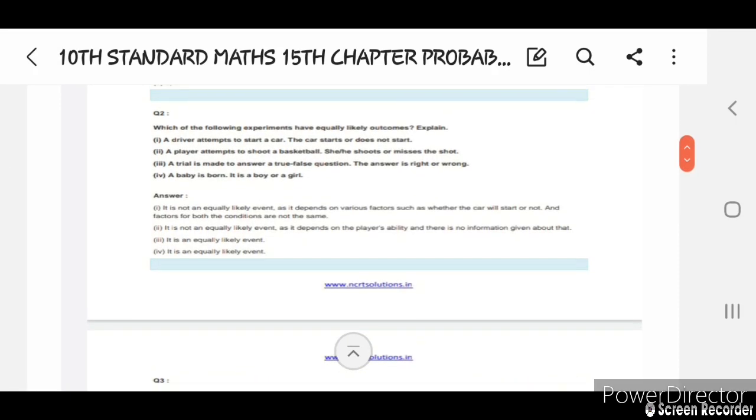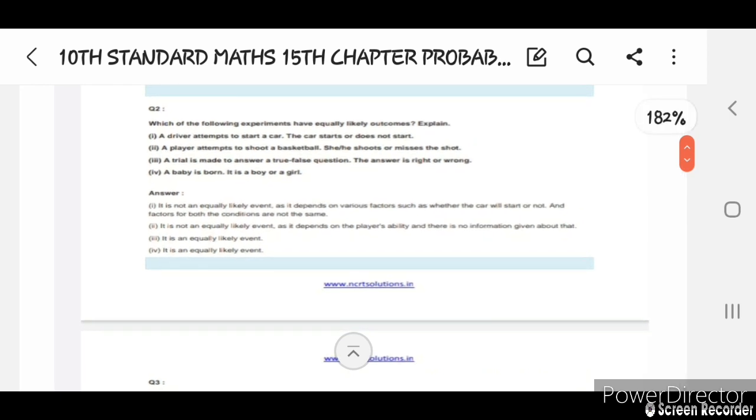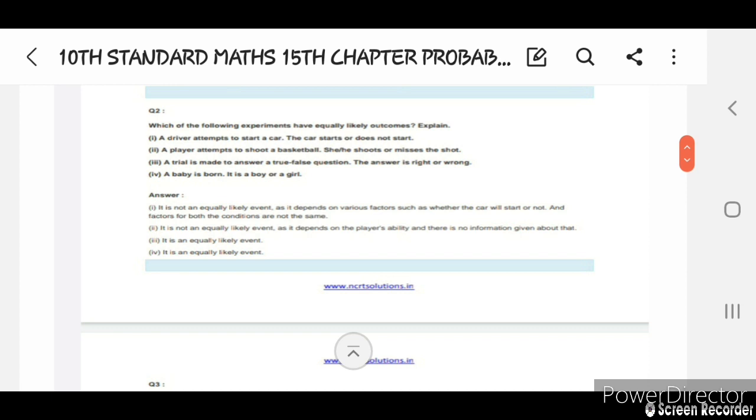First question, they have asked: a driver attempts to start a car. The car starts or does not start. It is not an equally likely event because it depends on various factors about the engine and whether the car is working or not. On different conditions it depends, so we cannot say it is equally likely outcomes.